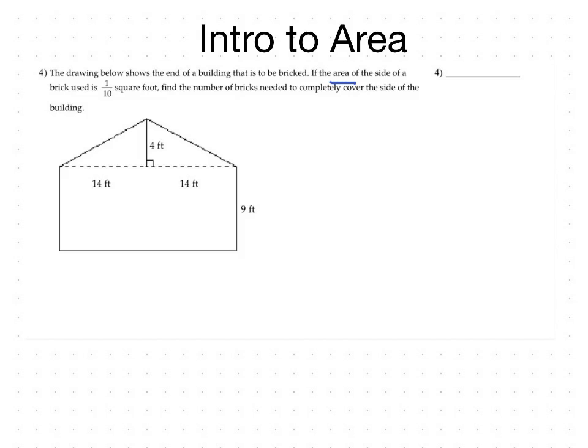The minute you see anything about area, you should know what that means in terms of the big picture concept. Area is essentially covering everything inside the boundaries that you're given. In this diagram, I see actually one rectangle and one large triangle. You might see one rectangle and 2 small triangles.